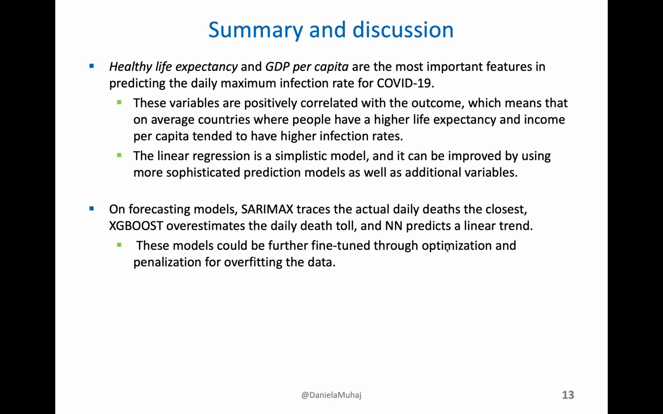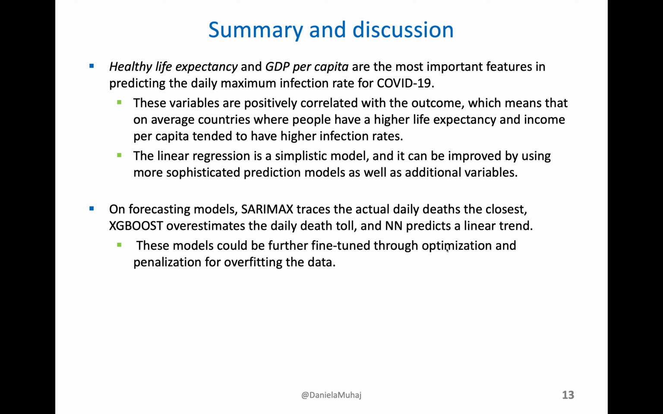So what did I learn from this project? Well, a very simple fact from a naive linear regression model that could be improved is that the healthy life expectancy and GDP per capita were the biggest determinants of daily maximum infection rates for COVID-19 across countries. They're both positively correlated. And then the linear regression, as I said, is a pretty simplistic model, so it can be improved by adding more variables and also by using more sophisticated estimation methods and comparing different types of models.